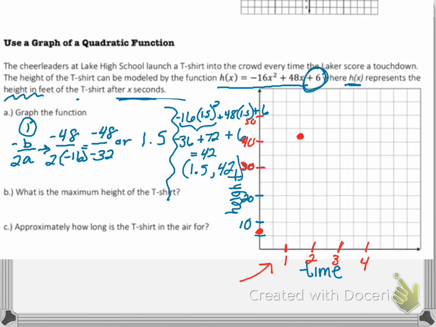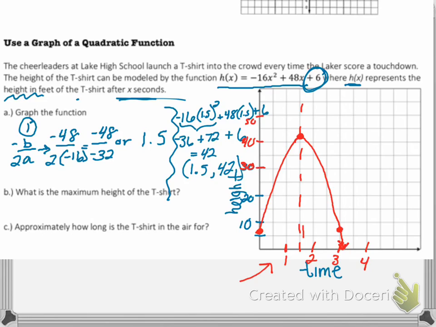Now, remember, this is symmetrical. So here's my line of symmetry. It should be an invisible line, right? So my t-shirt's going up. Now, I'm going to reflect my y-intercept of 6 on the other side. So I see it's 1, 2, 3 from that line of symmetry. So I'm going to go 1, 2, 3 in the opposite direction. And so that would be my reflected point. And then I'll connect them and approximate where my t-shirt is landing.